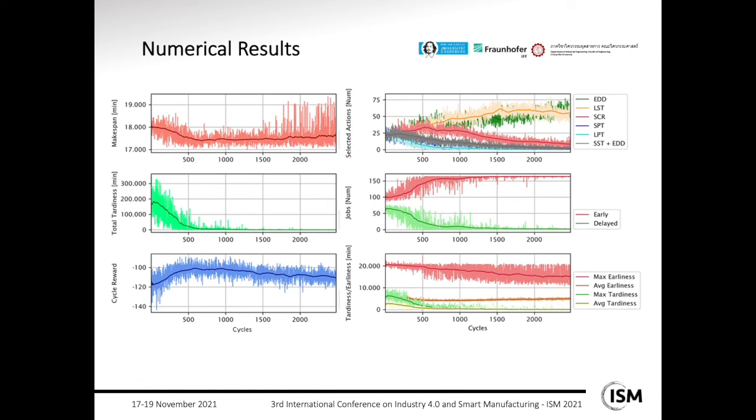On the top right, we can see the different dispatching rules, that our agent is mixing different dispatching rules based on the observations that it receives. We can see that the number of jobs which are early is increasing and the number of delayed jobs is decreasing, which is what we want to see, as well as a special behavior of the maximum earliness of jobs, which is also decreasing, which we intended with our reward. We have a more balanced situation.